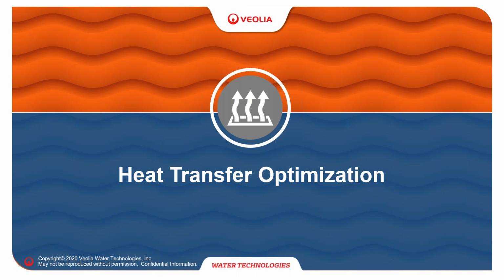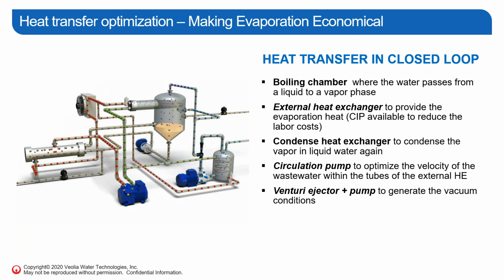So how do we optimize our heat transfer? This is a neat graphic. It just kind of shows you the lines. We'll spend a little bit of time, but basically the components themselves are relatively self-explanatory. You have a boiling chamber, which is exactly what it sounds like. It's where the liquid is going from the liquid to the vapor phase. You have an external heat exchanger where we're providing the energy for the evaporation heat. So we can do clean in place as available to reduce labor costs if needed. We have a condense heat exchanger.